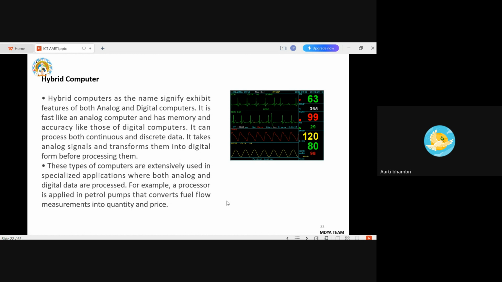Yes, ma'am. For example, a processor is applied in petrol pumps that converts fuel flow measurements into quantity and price. Yes, we know both things together, quantity and price also.